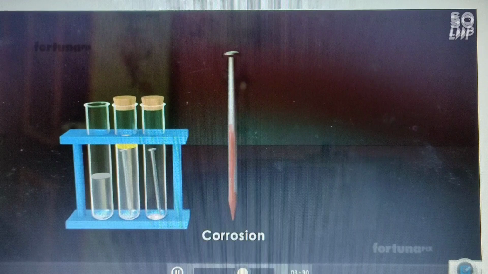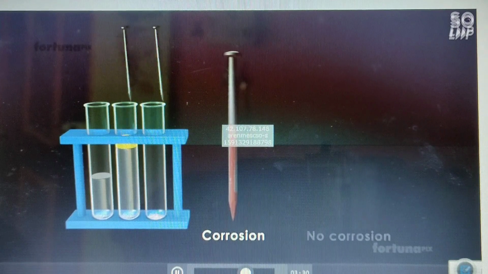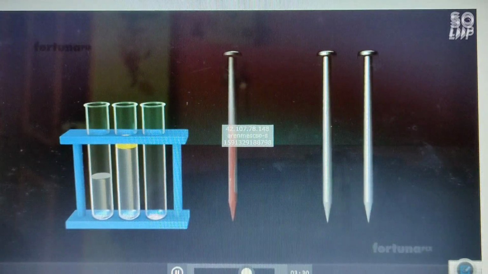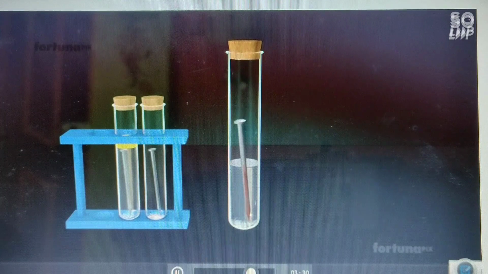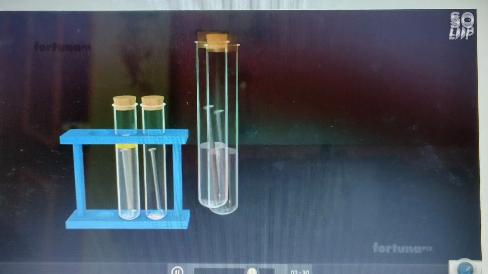The nail in test tube A will show evidence of corrosion and be covered in brownish red rust. In test tubes B and C, the nails will not show any corrosion. For the corrosion of iron to take place, both moisture and air are necessary. In test tube A, both are present, which leads to the rusting of the nail.